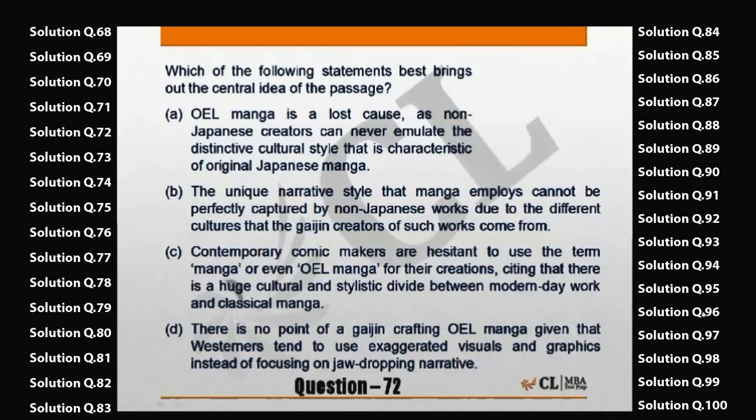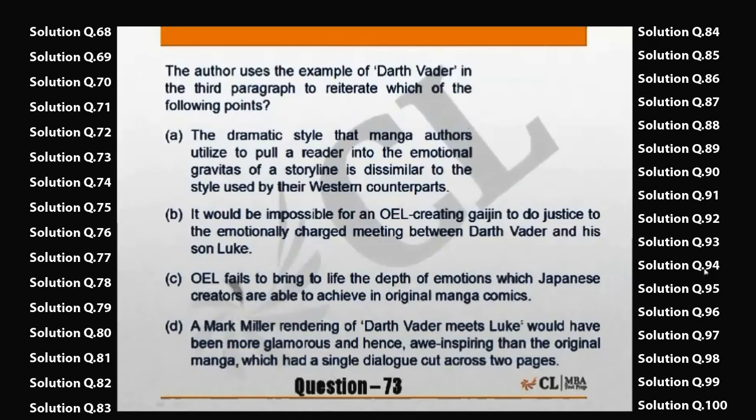Why is option C not considered here as the correct answer? It says that OEL fails to bring to life the depth of emotions. Again, this is not supported by the text given in the passage. We cannot derive this from the passage again. So let's move on to question number 74.